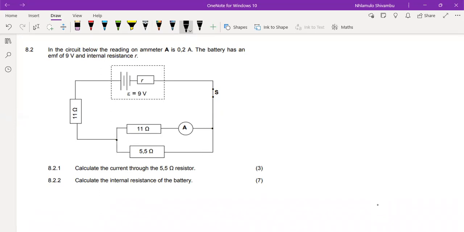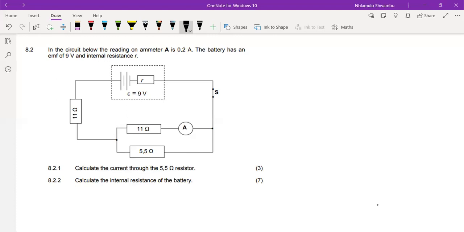So we're given that in the circuit diagram below, the reading on ammeter A is 0.2 amps. The battery has an EMF of 9 volts and an internal resistance r. So they gave us the ammeter reading, and the internal resistance is unknown, but we're also given the EMF, right? That leads us to the first question, where they want us to calculate the current through the 5.5 ohm resistor for 3 marks.